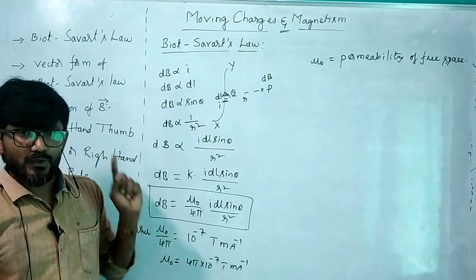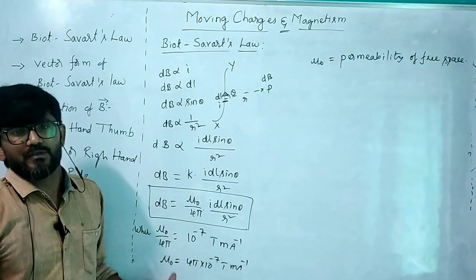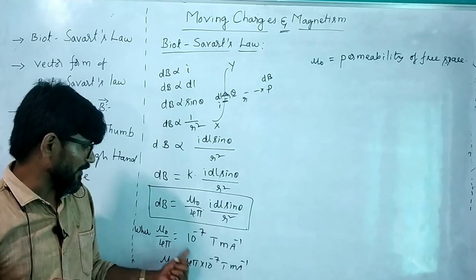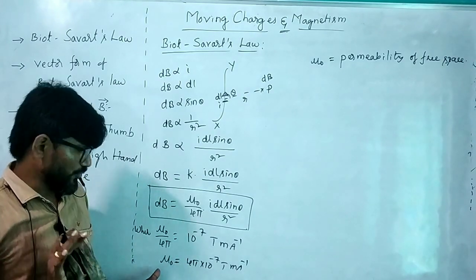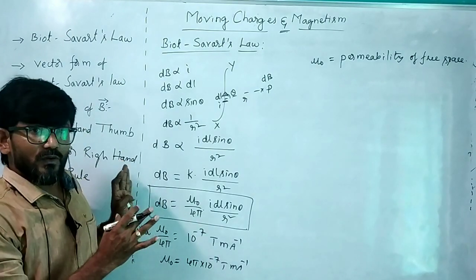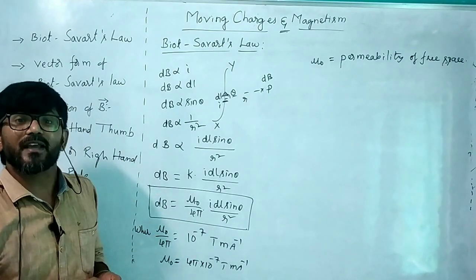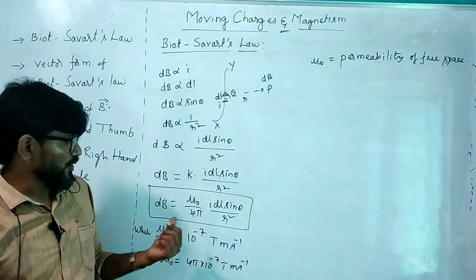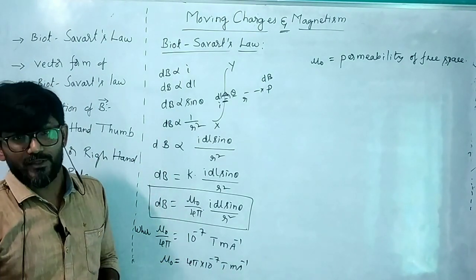While doing numericals, you have to remember these values. It is very, very important. Usually in numericals they will sometimes not provide the value of this, so you should remember it. Okay? So this expression gives the magnitude of the field calculated by Biot-Savart's law. We also call it the scalar form of Biot-Savart's law.